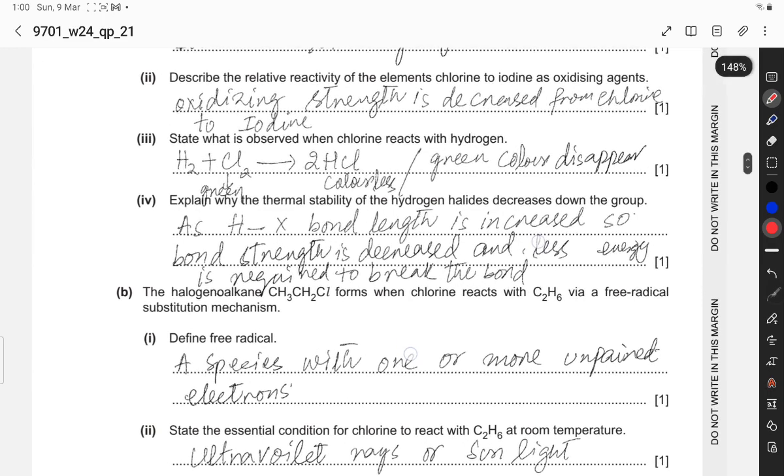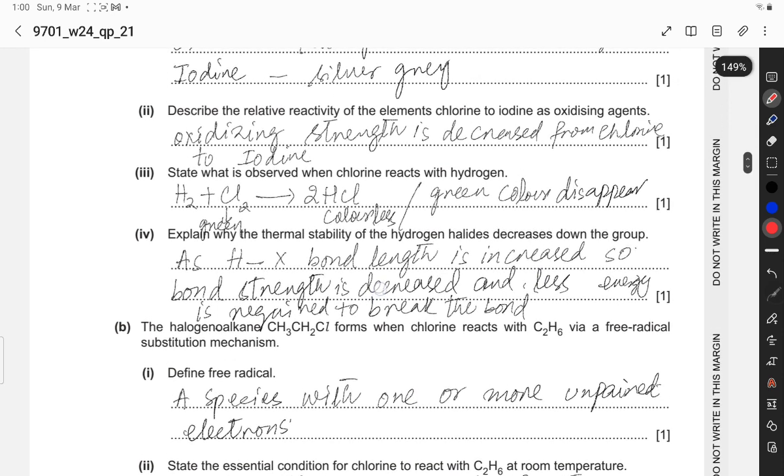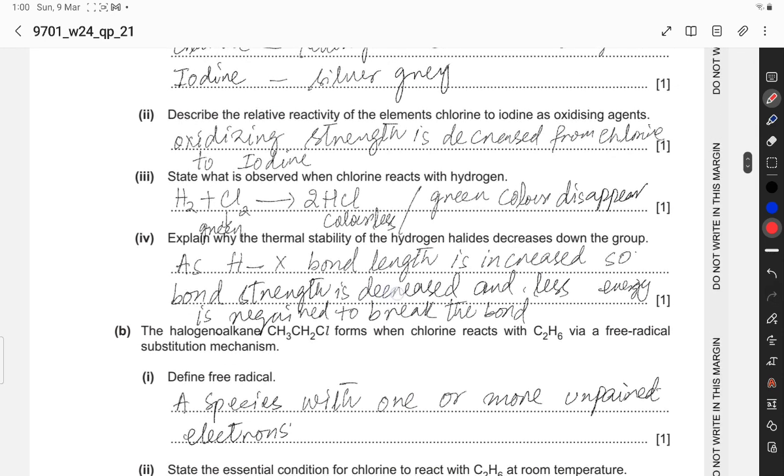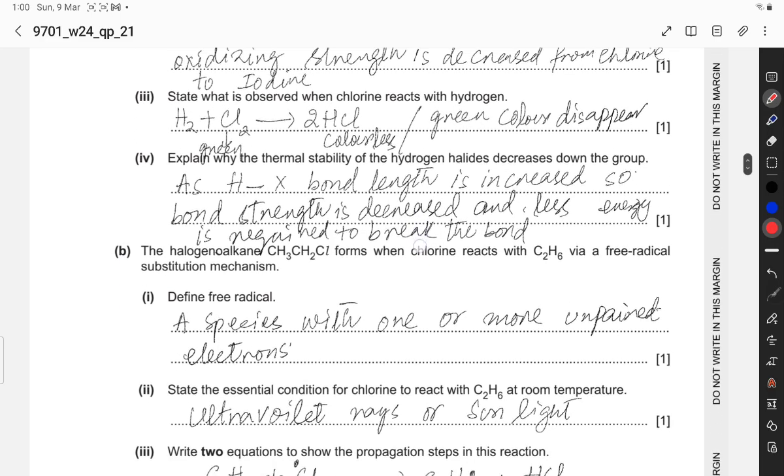We know that oxidizing strength of group 17 is decreased down the group, while reducing strength of group 17 is increased down the group. So oxidizing strength is decreased from chlorine to iodine.